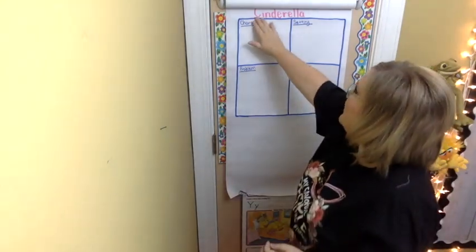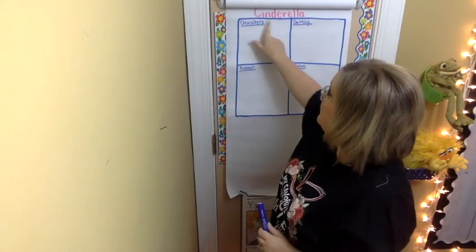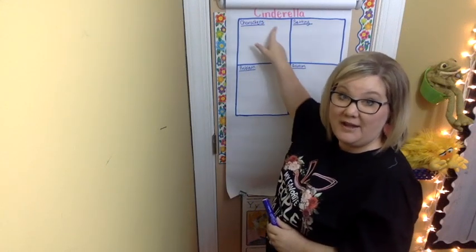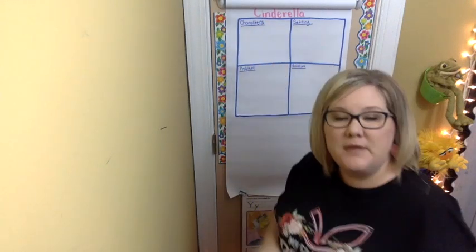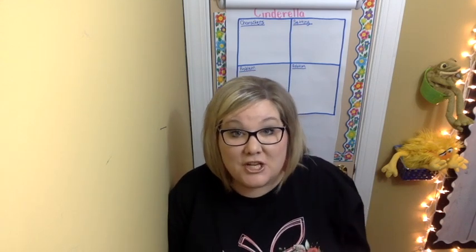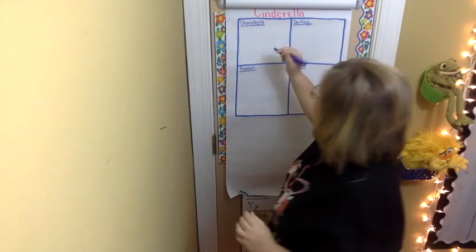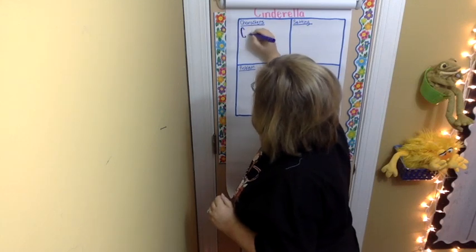Okay? At the top of mine, I labeled it Cinderella because that's the story we're working on this week. So make sure you label yours Cinderella too. The first box in our story map talks about characters. So we're going to think about the important characters in our story. One of the important characters is Cinderella. That's the title of our story. She's really important. She's our main character. So let's write our main character's name in here, Cinderella.